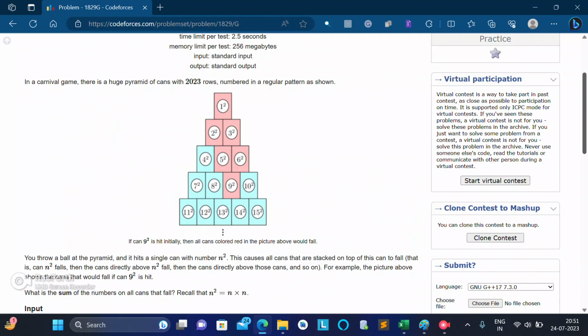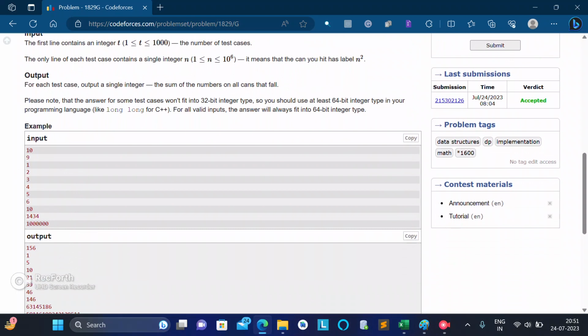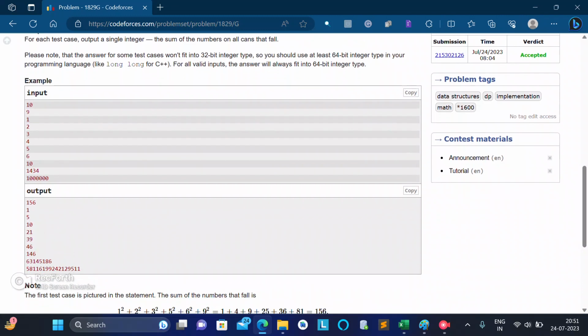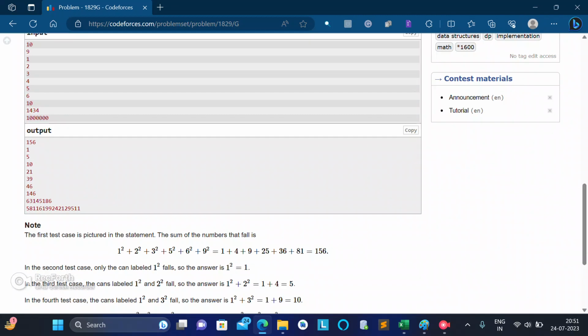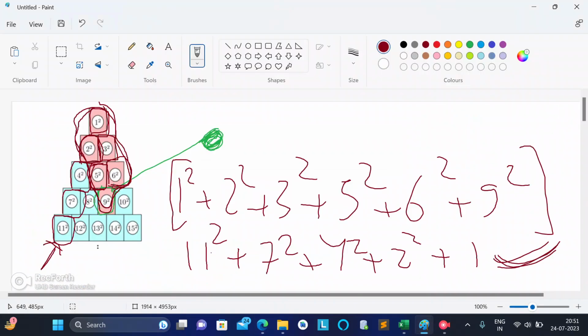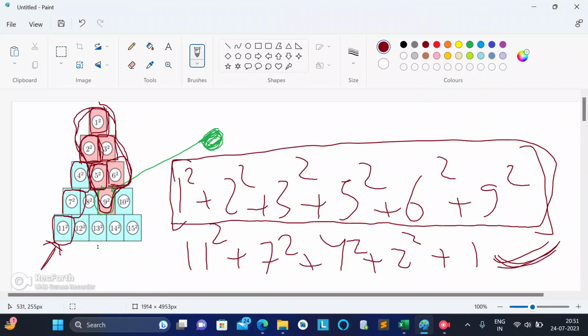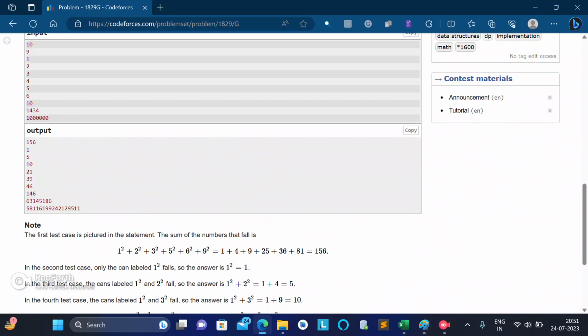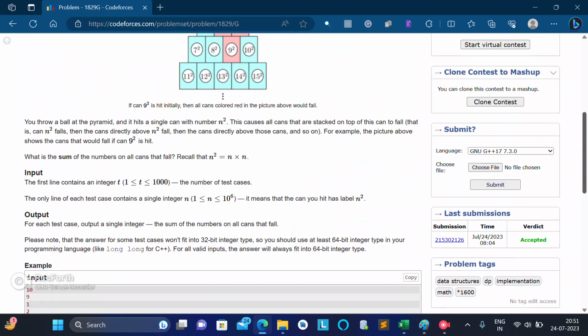So how will we solve this question? Here we can see, if it hits 9, on the first test case we will see 9. If it hits the can numbered 9 squared, then the answer would be 1 squared plus 2 squared plus 3 squared plus 5 squared plus 6 squared plus 9 squared, which is actually equal to 156.